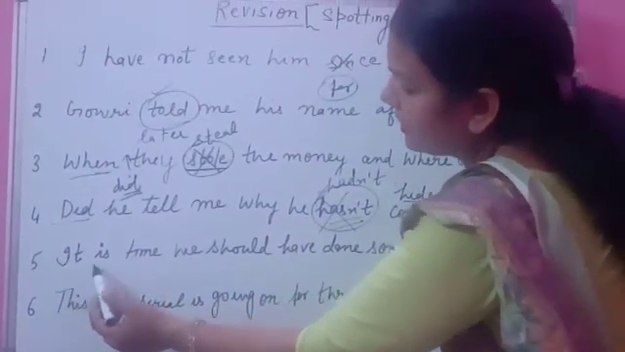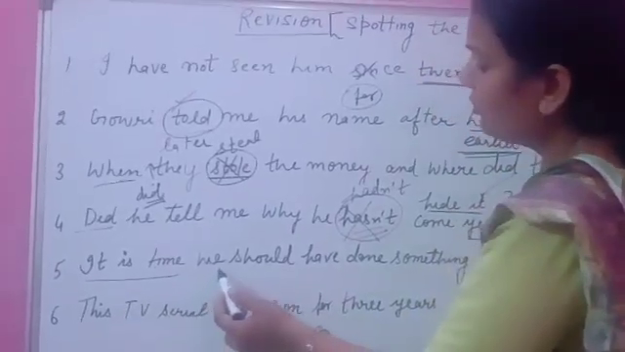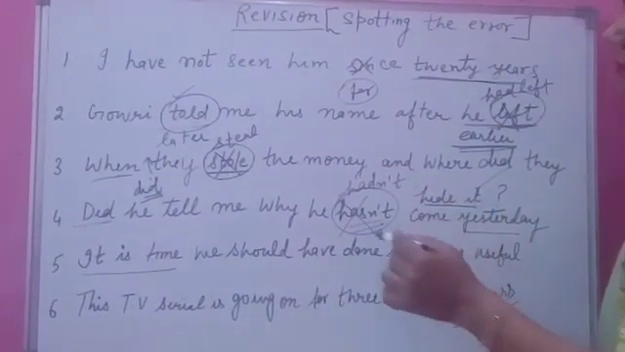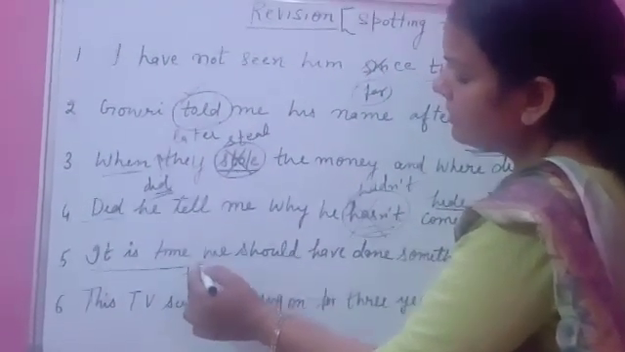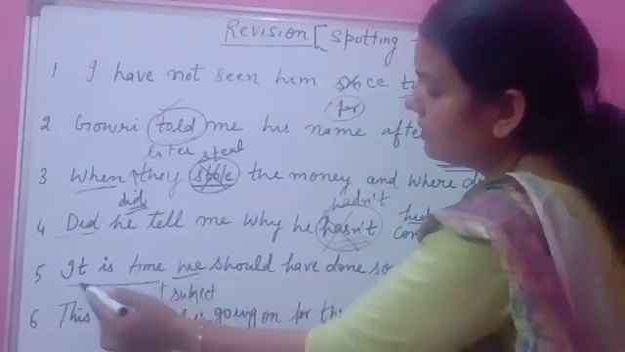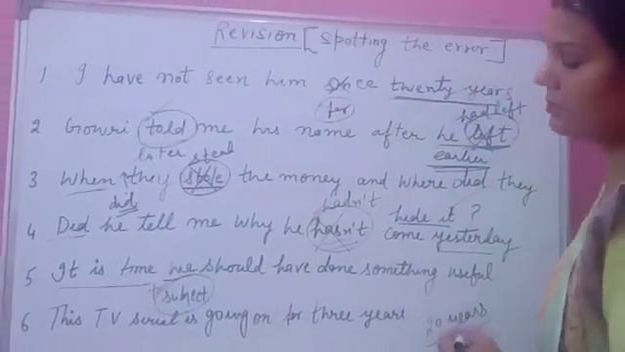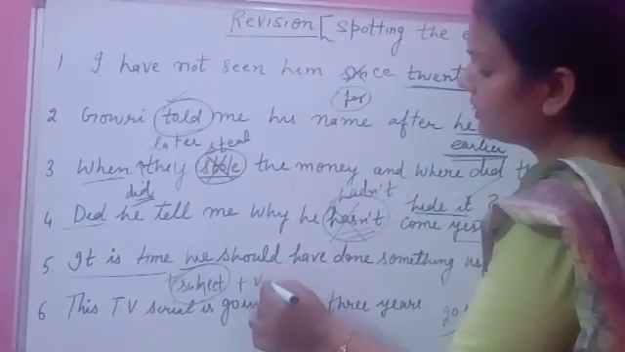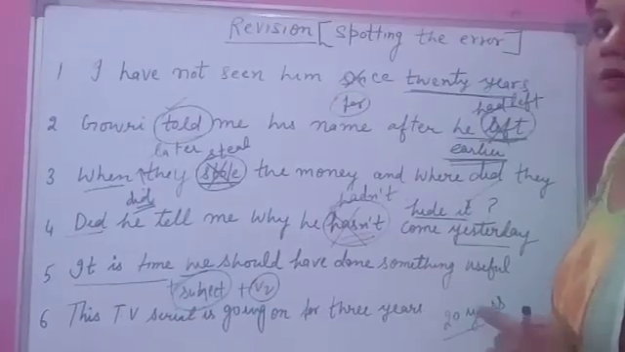Fifth sentence: "It is time we should have done something useful." This is another rule of past tense. Clear? Whenever you see the expression "It is time" in any sentence and after that there is a subject, clear? "It is time" and after that a subject, without thinking anything, you must fill in past indefinite tense. It means the second form of the verb.